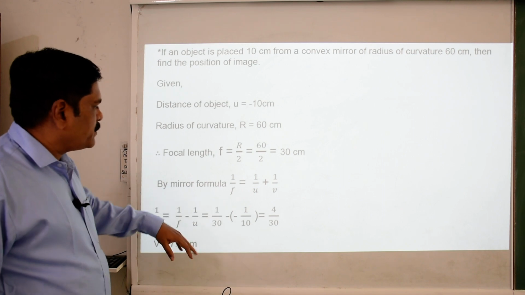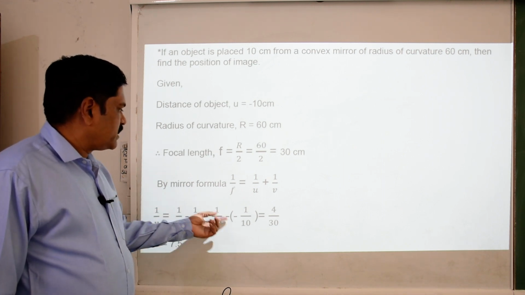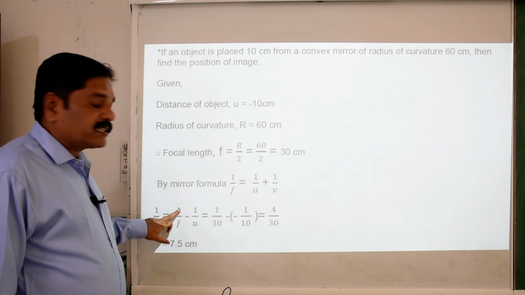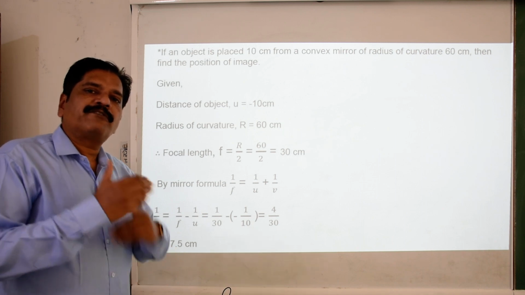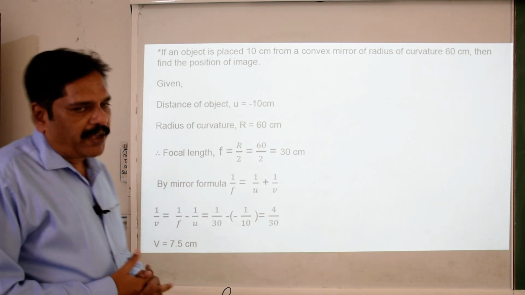Just place this value here, okay? That is 1 upon 30 minus 1 upon 10, so you will get 4 upon 30, this is 1 upon f. So what will be the f? Just inverse the value, 30 upon 4, it will be 7.5, clear?